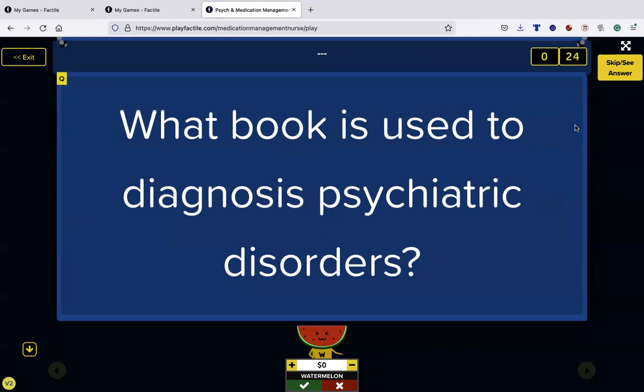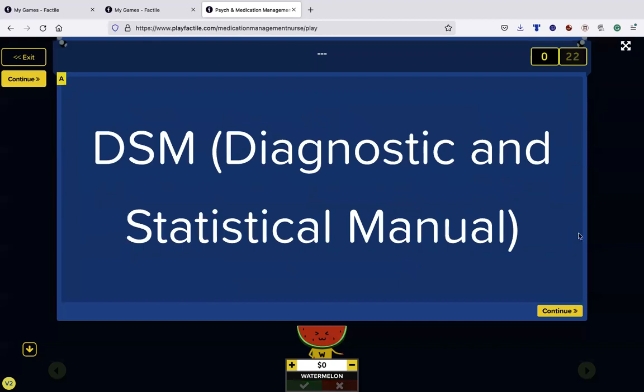What book is used to diagnose psychiatric disorders? We all know it's the DSM-5. And this is what it actually stands for. That's why I wanted to put it on here. It's the Diagnostic and Statistical Manual. Do you need to know that while I test you on that? Never. DSM. And I didn't even put 5 because at the time I made this, they were just changing the number.